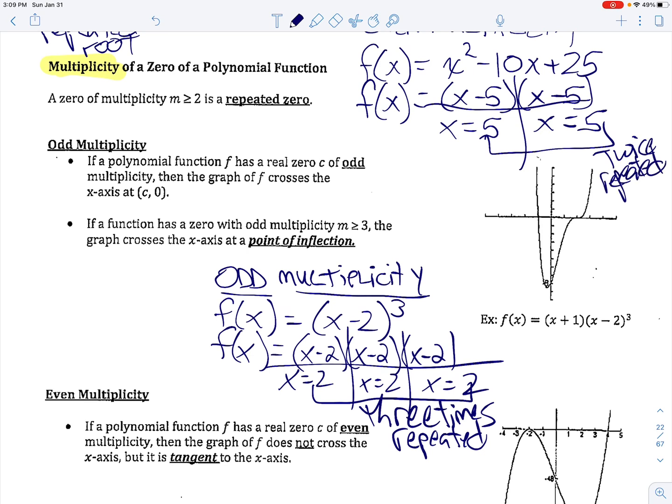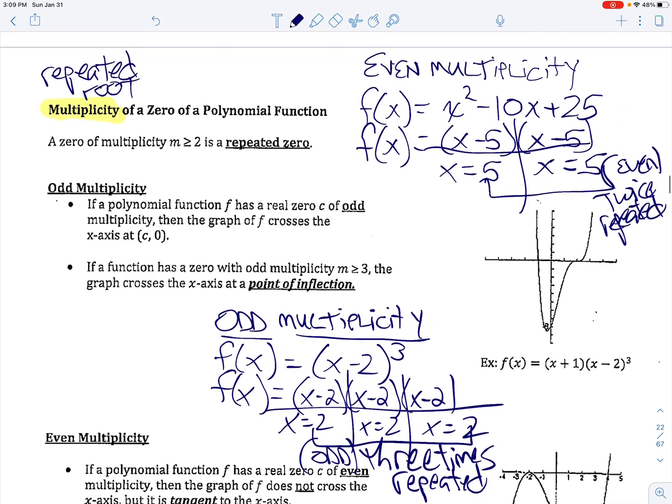This is twice repeated up here, which is why it's even multiplicity. It's repeated 3 times, odd multiplicity. Now, how does a graph look at those x values where there's a repeated root?